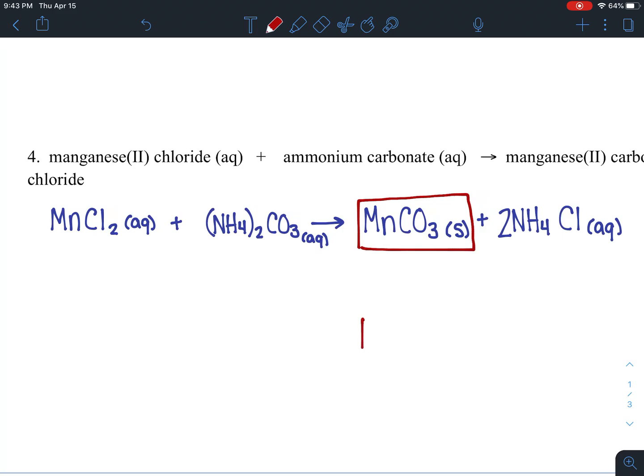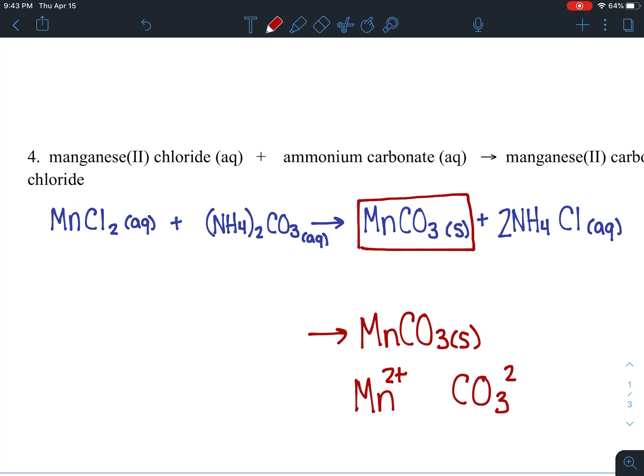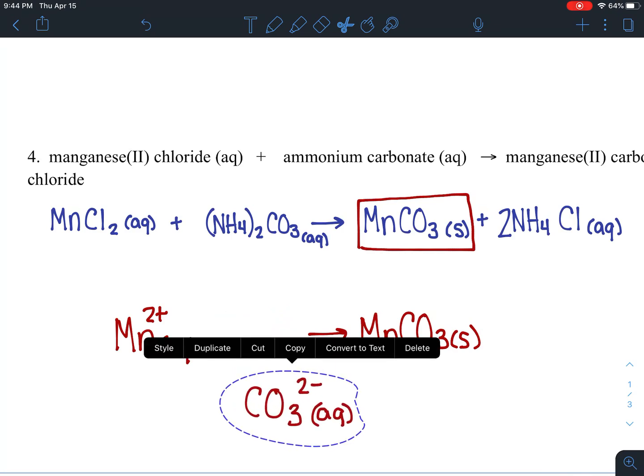So what I'll do is I'll write down the solid as the product first. MnCO3 solid. And then I'm going to break this compound down. So I know that I had Mn 2 positive and CO3 2 minus in order to build that compound. Anytime you have an ion, those are aqueous. And so now all I'm going to do is move those over to the appropriate side. They should be reactants, so I'm going to slide them over to the actual reactant side.